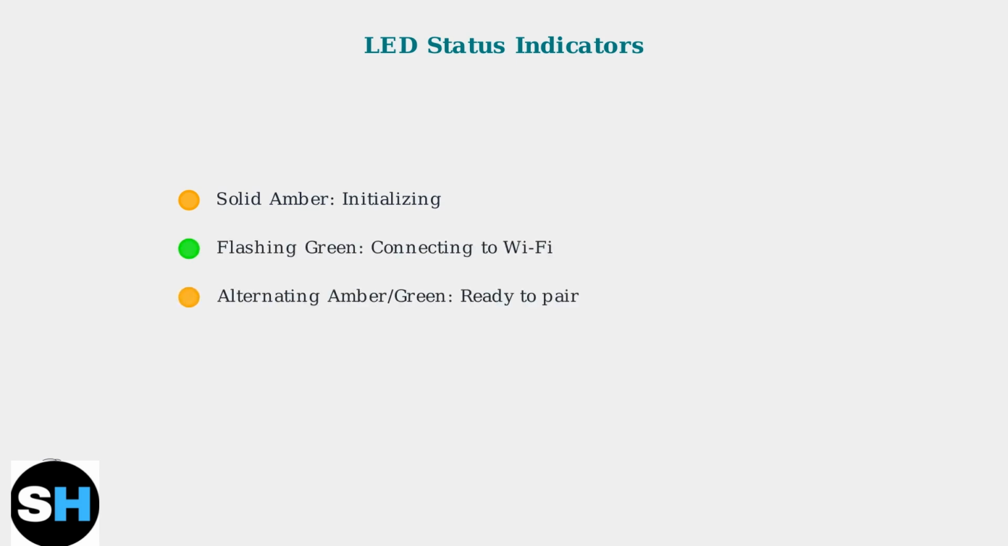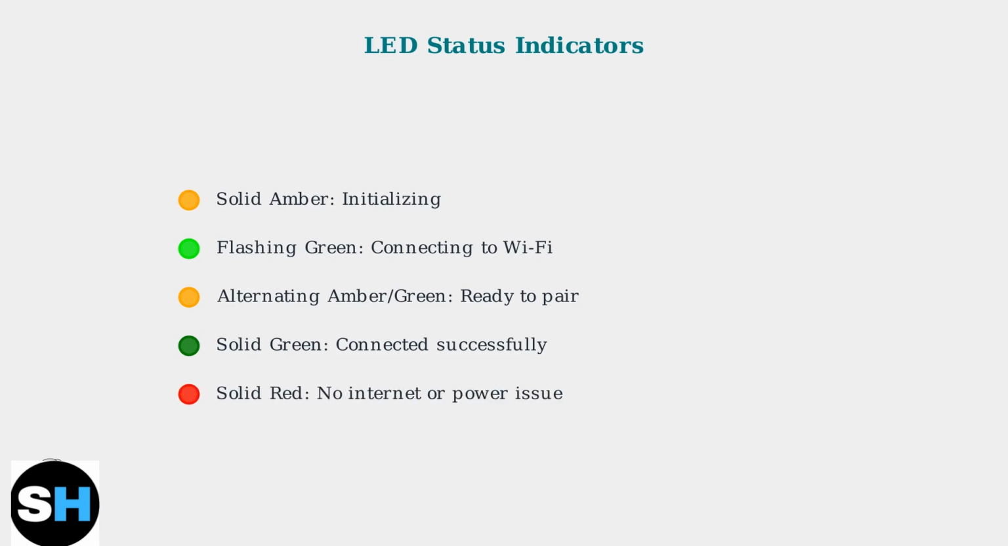Understanding the LED status indicators is crucial for knowing what your smart plug is doing during the reset process. Here are the key LED status indicators you'll see during the reset process. Solid amber means the plug is initializing or updating firmware. Rapidly flashing green indicates the plug is connecting to Wi-Fi, while alternating amber and green means it's ready to pair with your app. Solid green means the plug is successfully connected to Wi-Fi and paired. Solid red indicates there's no internet connection or a power issue that needs attention.